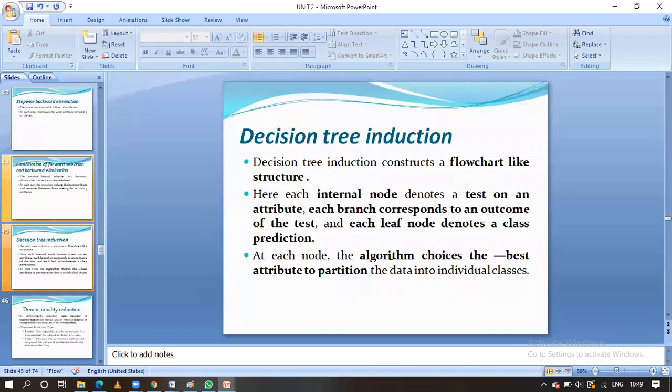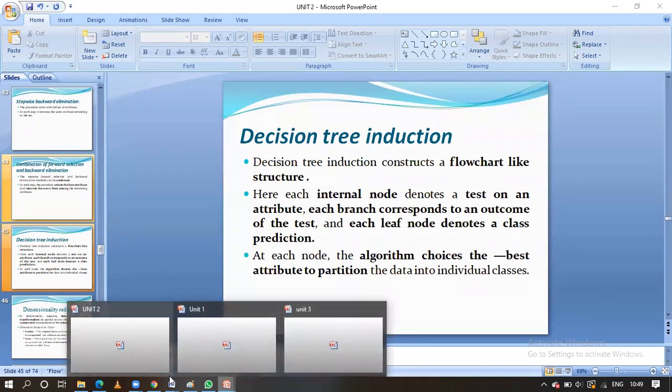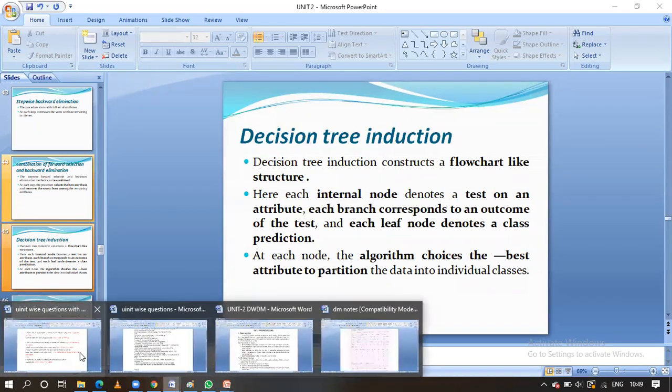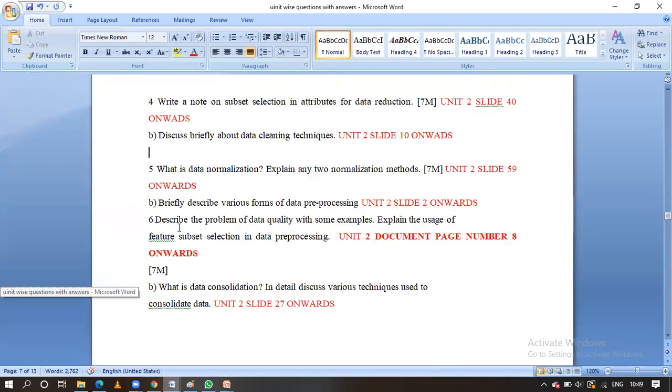I explained this in the third unit, in decision tree construction under ID3. Okay, four formulas will be there. Based on that we are going to select the partitioning attribute. Okay, this is the thing related to attribute subset selection. Now attribute subset selection is over.